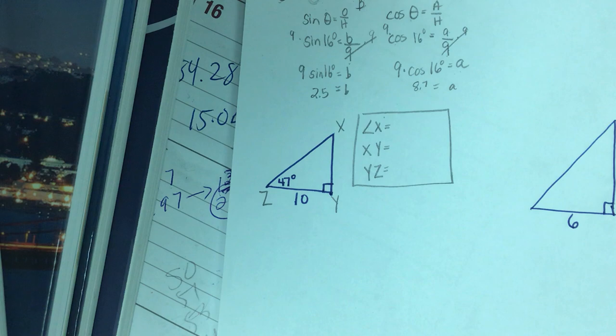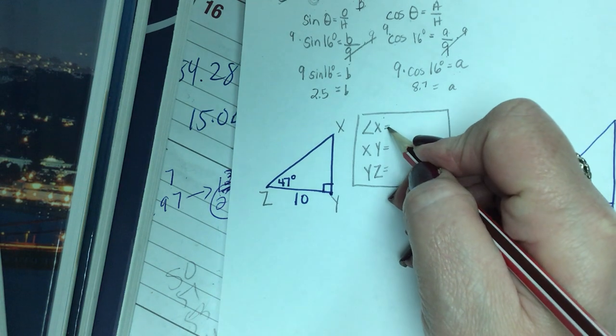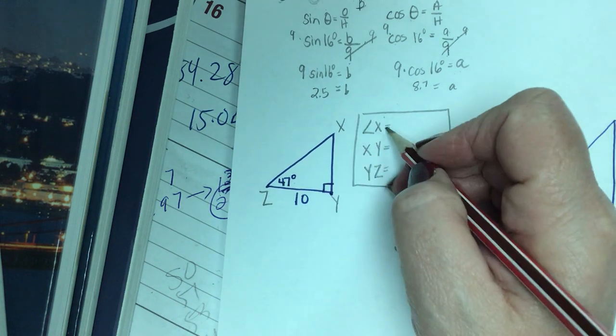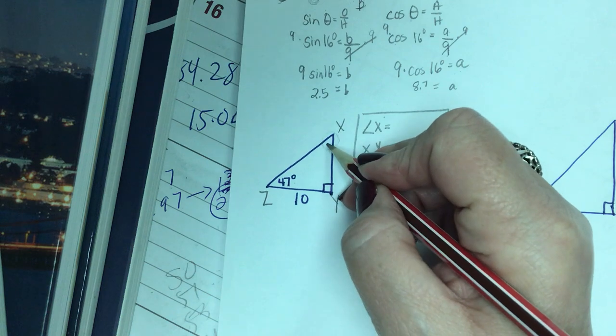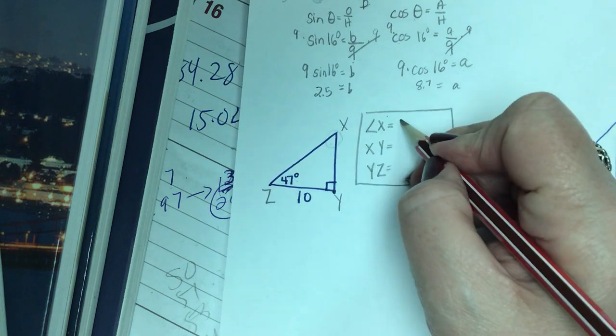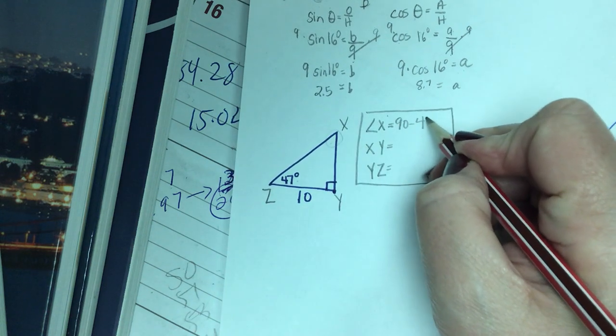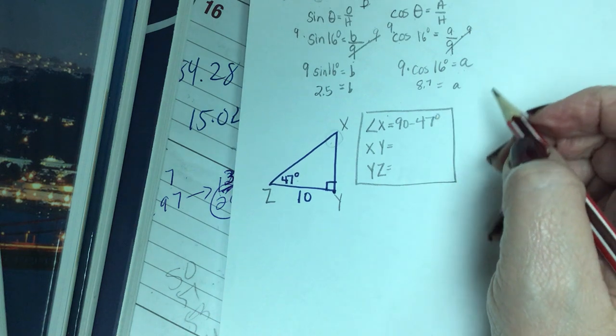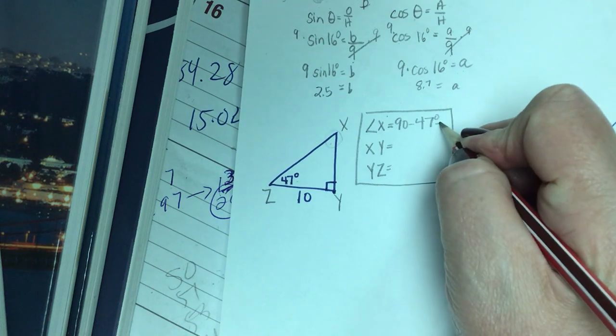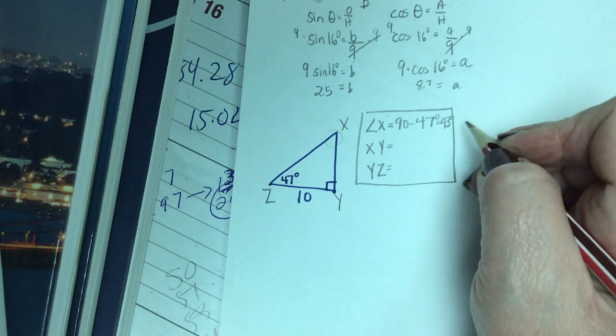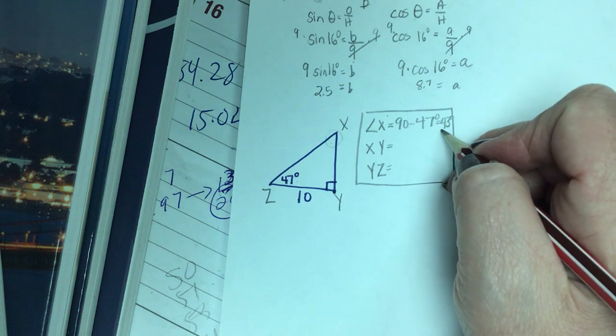As you look at that, you should see what is missing. And I think I'll start with this. Since I know one of the angles, this other acute angle is 90 minus that. So 90 minus 47 degrees. Is that 43 degrees? I'm pretty sure it is. 10, 8, 9. Yes, 43 degrees.